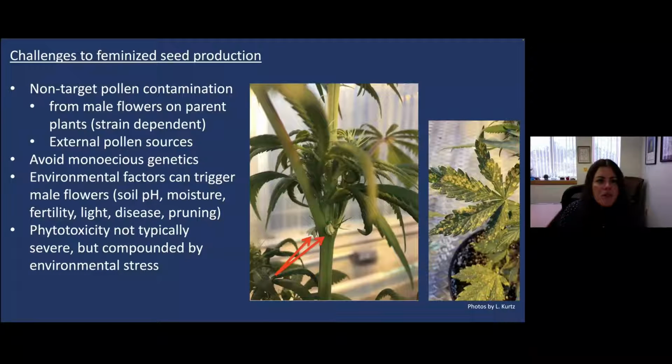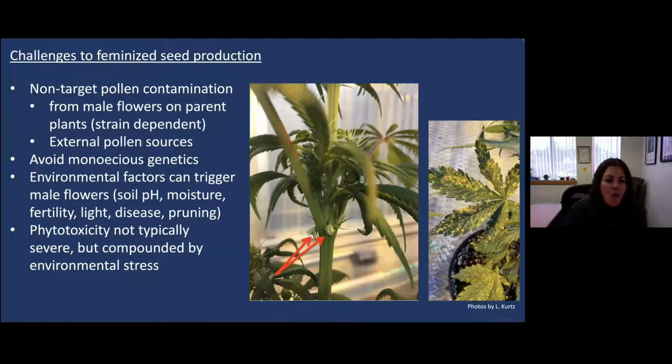There are challenges to feminized seed production. A lot of these are being overcome. Early on, I think there was pollen contamination. If you saw males in feminized seed, it was probably the result of pollen from a male plant getting in. You just didn't have your plants isolated enough. We see a lot less of that now.